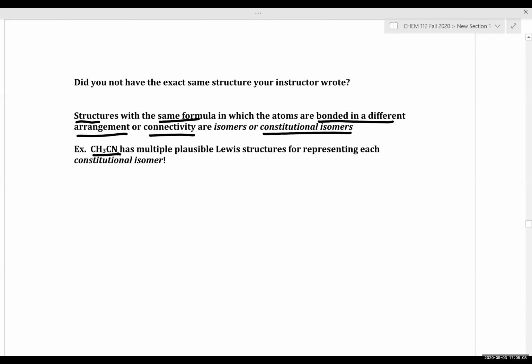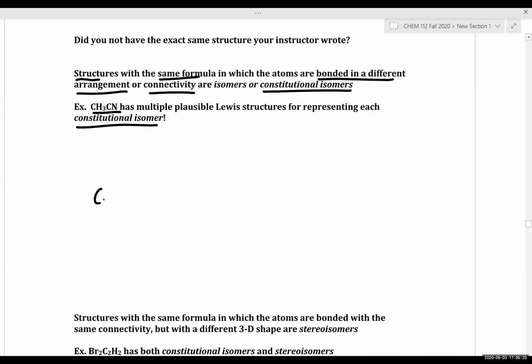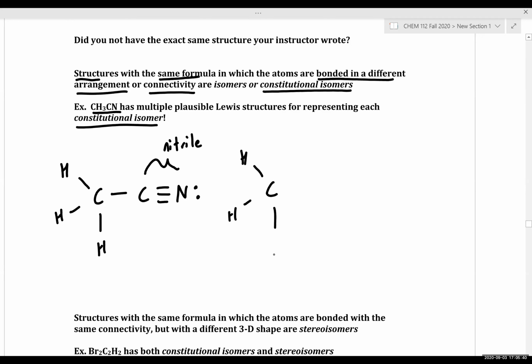So for example, CH3CN has multiple plausible Lewis structures, each representing a constitutional isomer. So CH3CN, or acetonitrile, can be written out, one possible Lewis structure looks something like this, right? This is probably the most common structure for acetonitrile, where this functionality is known as a nitrile. However, we can just as easily rearrange the connectivity of our atoms, and we can get the not so pleasant to handle relative of the nitrile, which is known as an isonitrile.